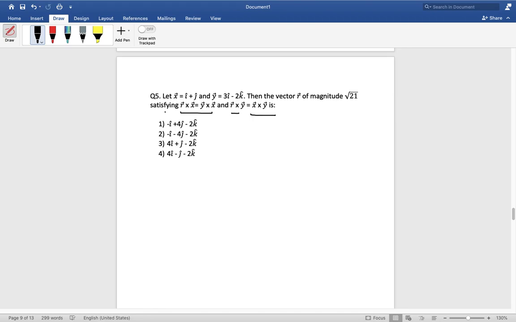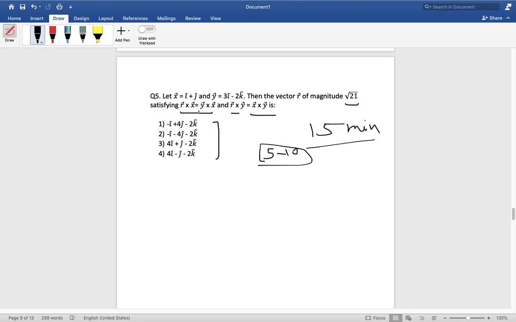Then they will assume r as ai plus bj plus ck. They will have one equation from here, one equation from here. Magnitude square root 21 is given, so the third equation will be a square plus b square plus c square equals 21. They will solve three equations and then find the value. This will take 15 minutes. 15 minutes will be wasted if you try to do it that way. If you are quick, maybe 5 to 10 minutes. But this problem doesn't need 5 to 10 minutes if you do a bit of critical thinking.